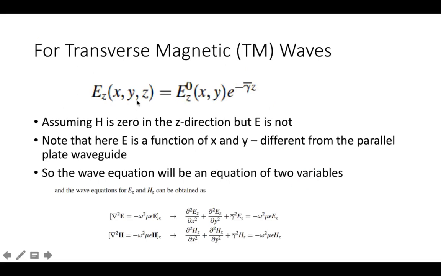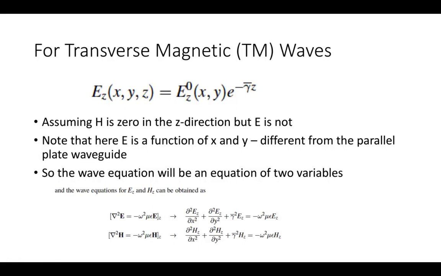So for transverse magnetic waves, we assume that E varies in the z direction and H does not. H will not have a component in the z direction. Everybody varies as e to the minus gamma z, but H will not have a z vector component. E will have a z vector component, and so we could write that vector component as a function of x and y, e to the minus gamma z.